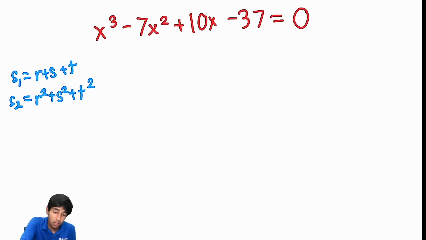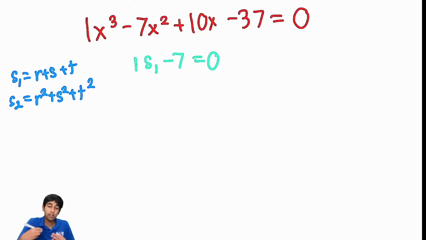What we do is we look at the coefficients of this polynomial. So let's just write it out. We have 1 times, so we just take this first coefficient and we put S of 1 here. And then minus 7 equals 0. Always equal to 0. And this intuitively makes sense, right? This is just Vieta's basics. Right? S1 is 7 just by Vieta's. But this is like the first step in Newton's sums.